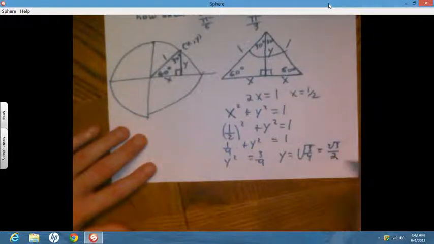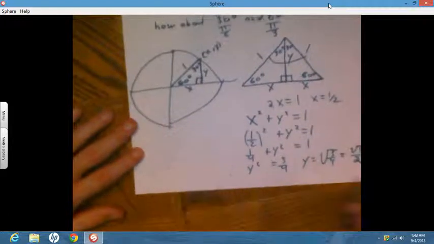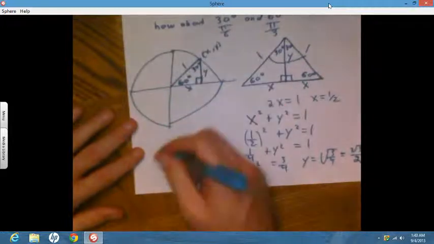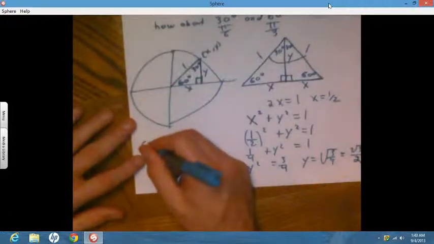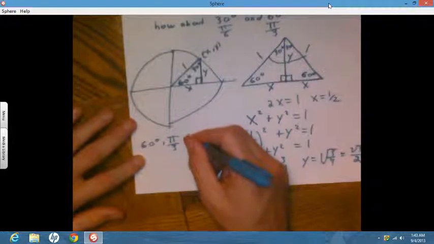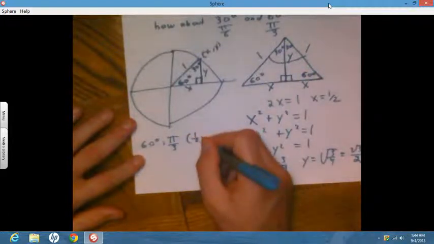So I know that if I have a 60-degree angle, so for 60 degrees, or pi over 3, I know that my x-coordinate is 1/2, and my y-coordinate is square root of 3 over 2.